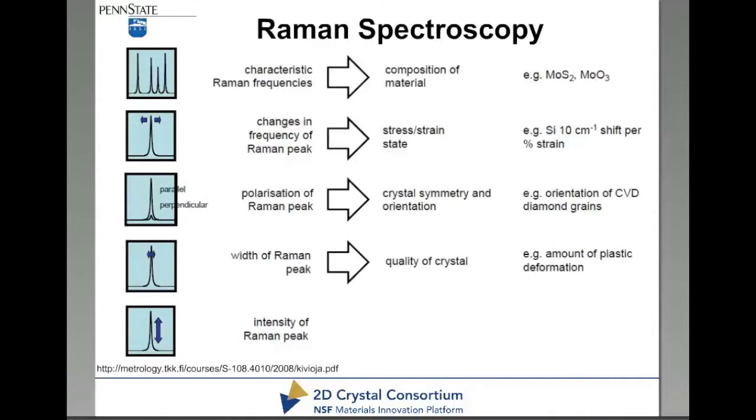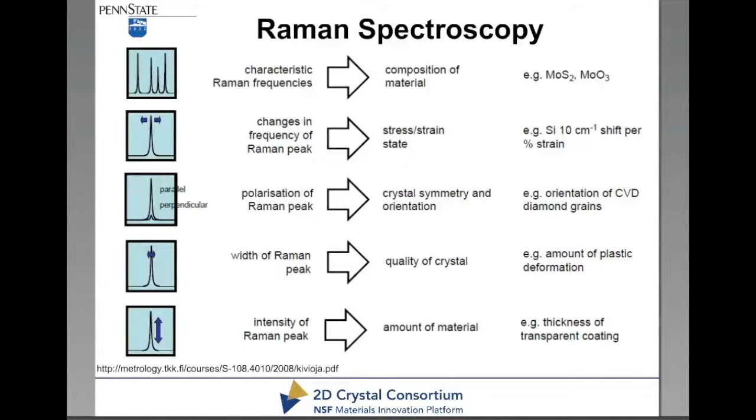And then, of course, the width of the Raman peak is all related to the crystal quality. So you can get things like the more defective your material is, the broader that Raman peak is. And then, of course, the last one is intensity of the Raman peak. Quite often it is related to the amount of material on there, but it also is strongly related to the phonon coupling efficiency that we can actually get out.